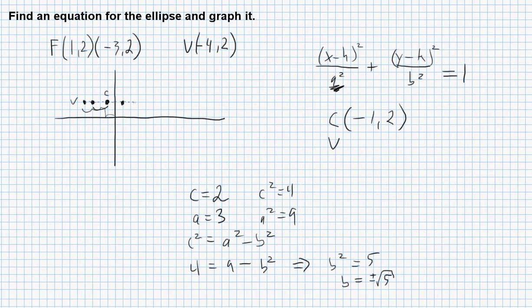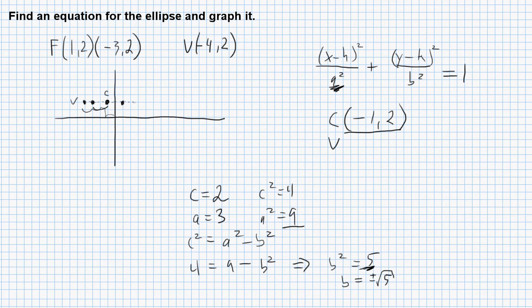plus and minus radical 5. We get plus and minus because there are two minor axis vertices, one above the center and one below the center. So for the purposes of our equation, we're going to use a b squared of 5. Now I guess right now we can finish our equation because we have the center point, which is (-1, 2). We've got the a squared value, which is 9. We've got the b squared value, which is 5.